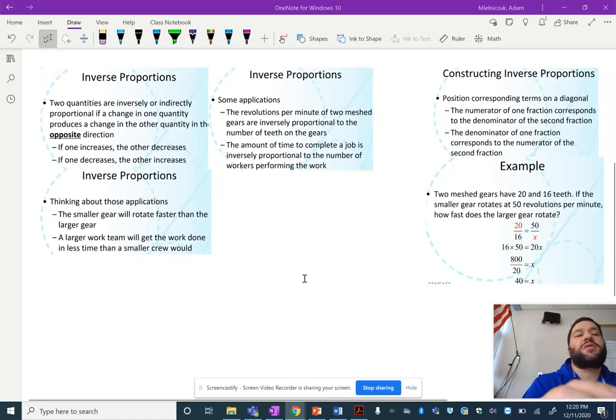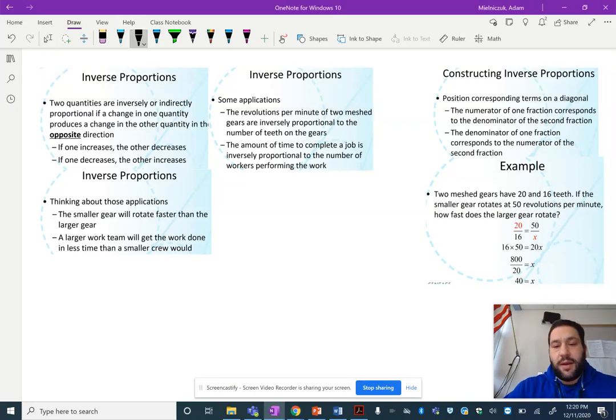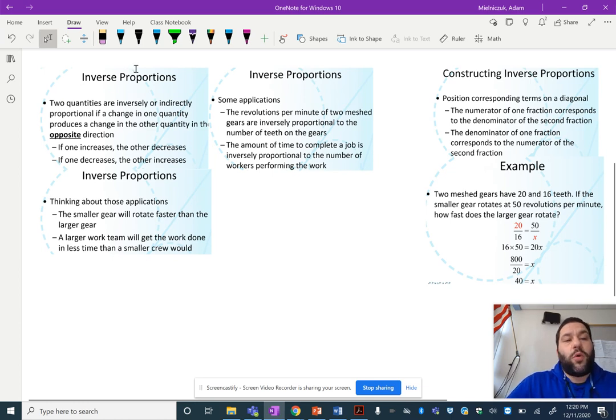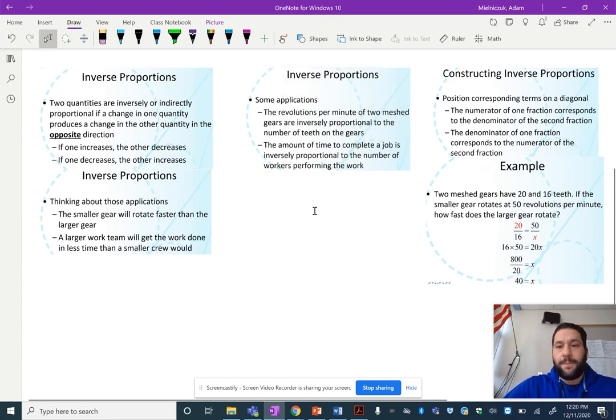In the last slide, we discussed direct proportions. Now we're going to take a look at inverse proportions. Two quantities are inversely or indirectly proportional if a change in one quantity produces a change in the other quantity in the opposite direction. In other words, if one increases, the other decreases, or if one decreases, the other increases.